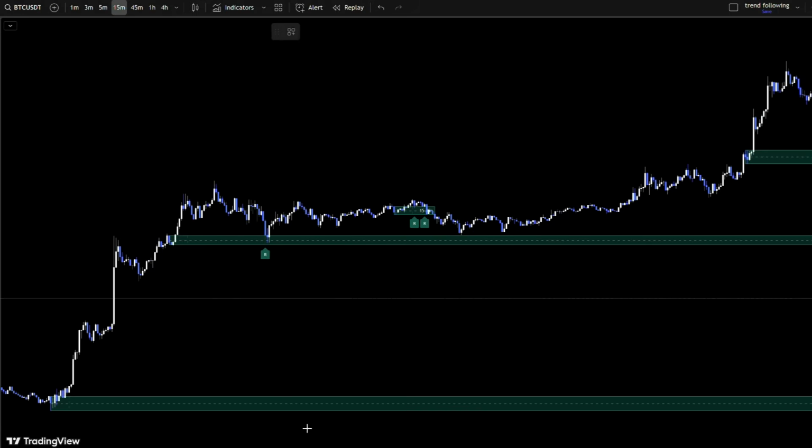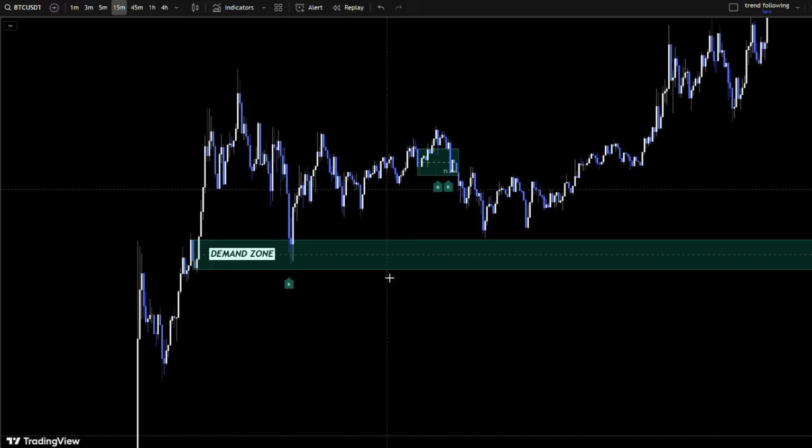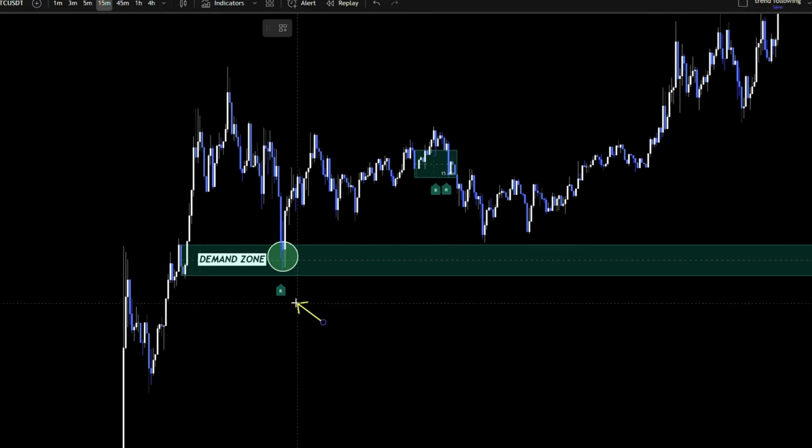And you can see the same thing happening on the flip side. Down here, a demand zone is identified. Price comes down to retest it, and you get another signal.